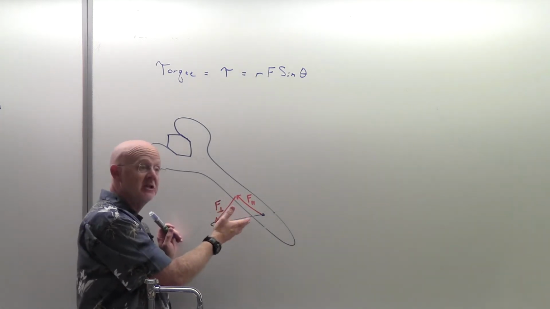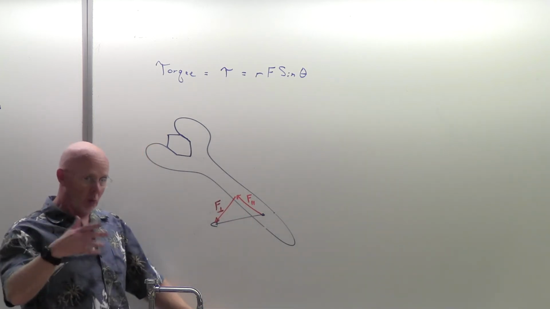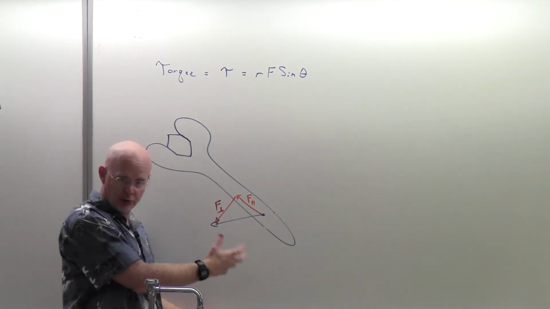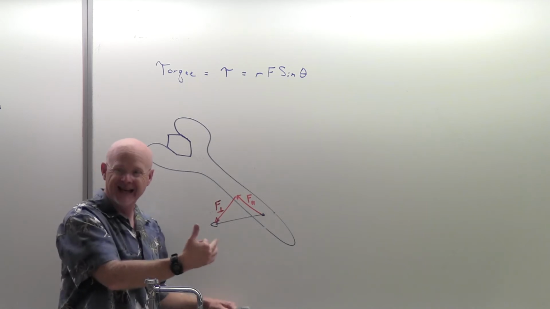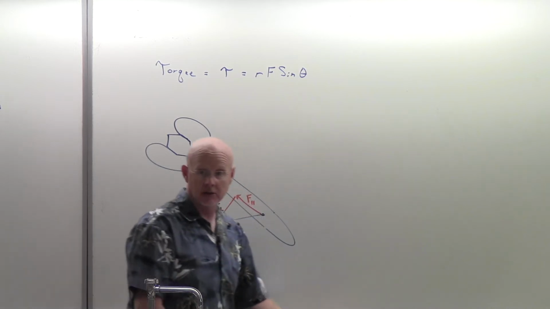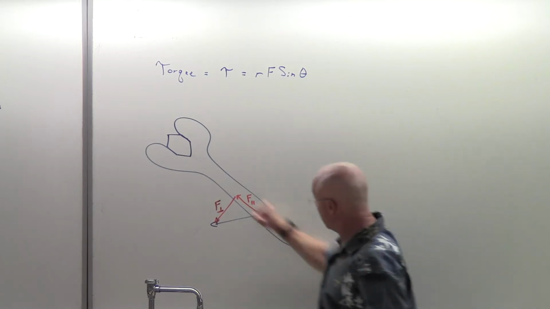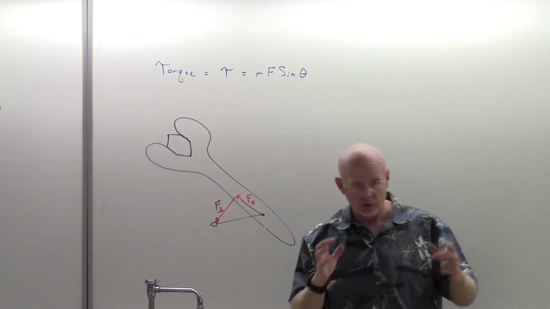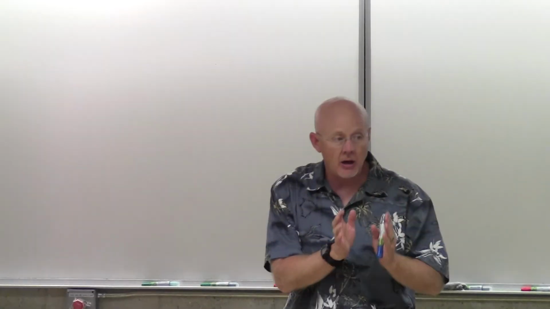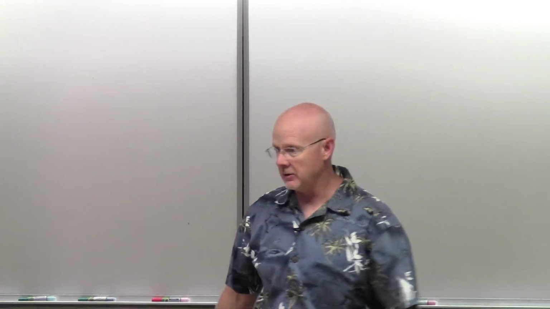This part of the force is useless. In fact, if your goal is to tighten this bolt, you're wasting effort by pushing in this direction. You should be pushing perpendicular to the wrench so that all of your force is going to torque. All of your force is making it rotate. Probably nobody would ever grab a wrench and push it just like that. It's never going to tighten or loosen the bolt. And so the only part of the force that is relevant to twist is the perpendicular part.